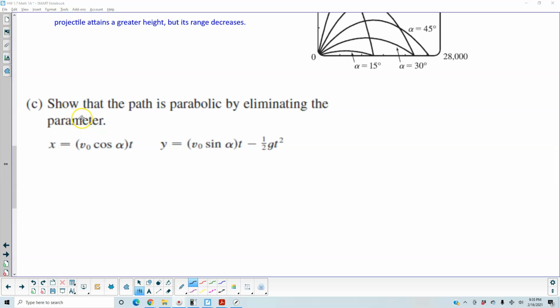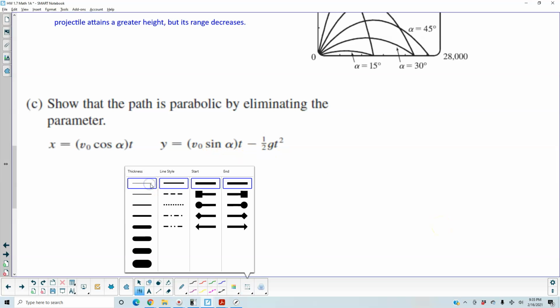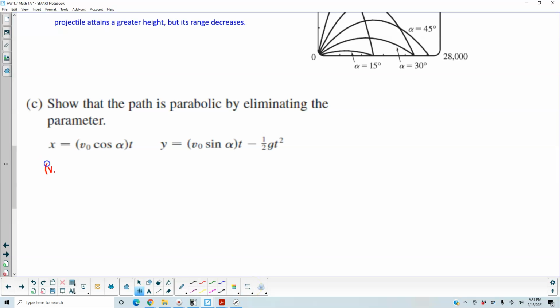So now in part C, we want to show that the path is parabolic by eliminating the parameter. So what we're going to do is solve for t from x and then plug it in to y. So we have the velocity times the cosine of alpha times t is equal to x. And we divide both sides by the velocity cosine alpha. So we get x over the velocity cosine alpha. So now we're going to plug that in for t in y.